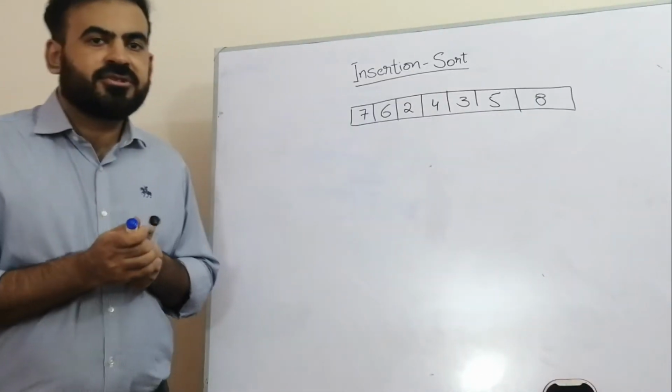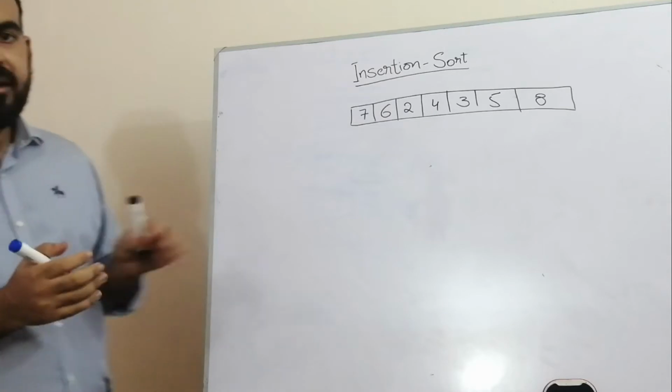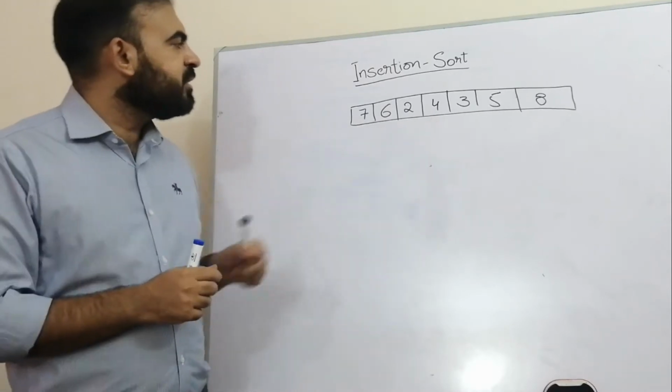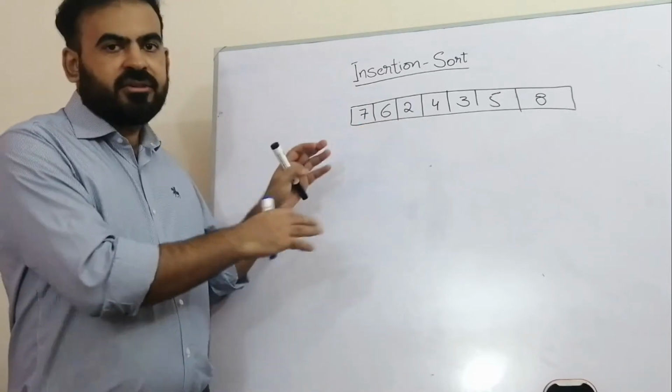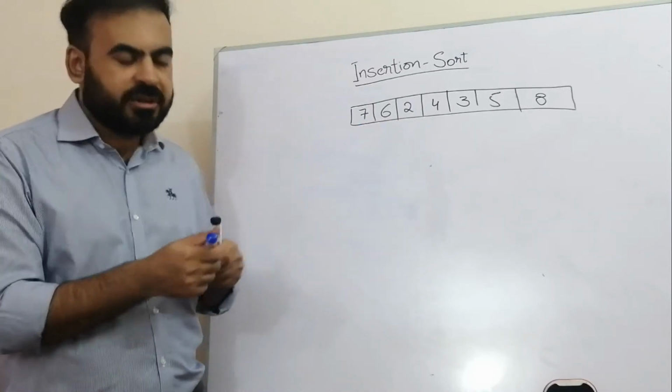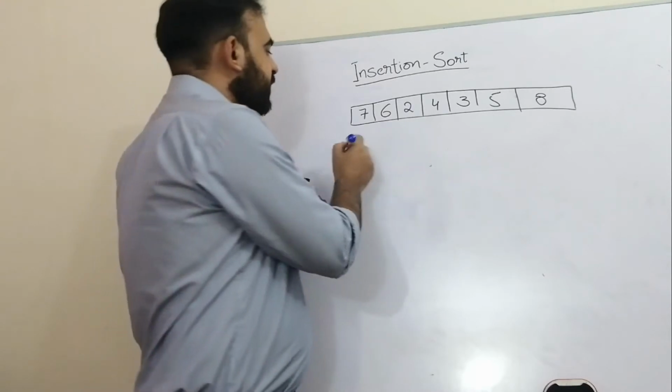Today's topic is insertion sort. Let's see how it works. We have random data, a total of 7 elements, and we will see how insertion sort will sort them in correct order, in increasing order. So let's start.